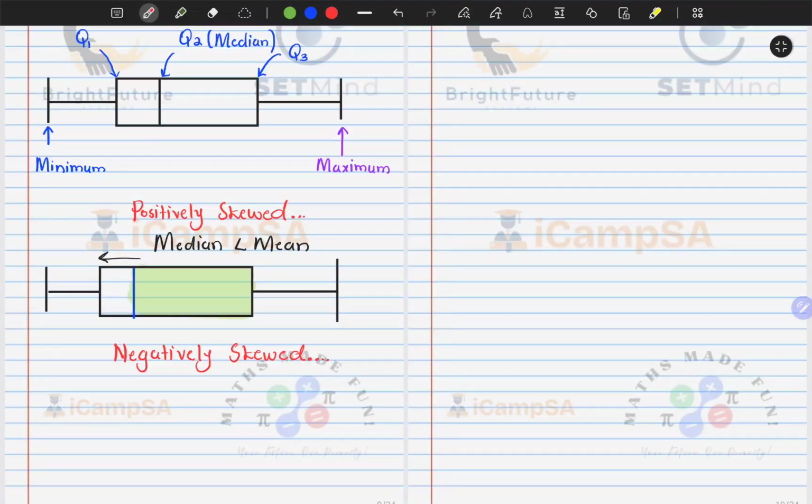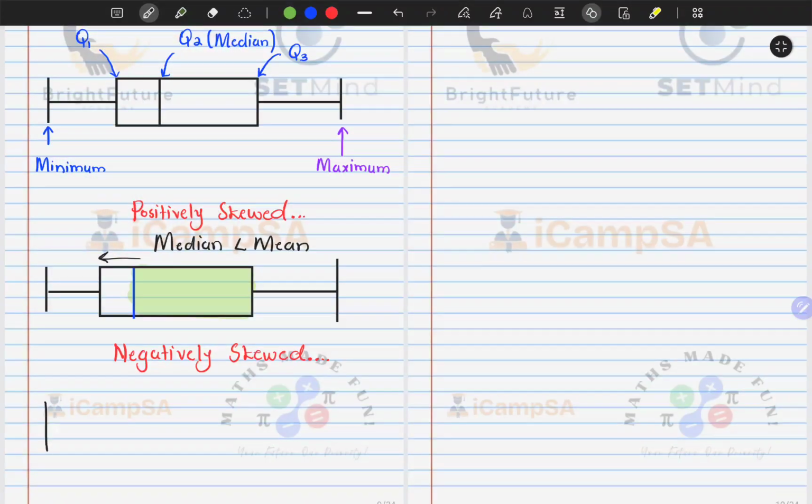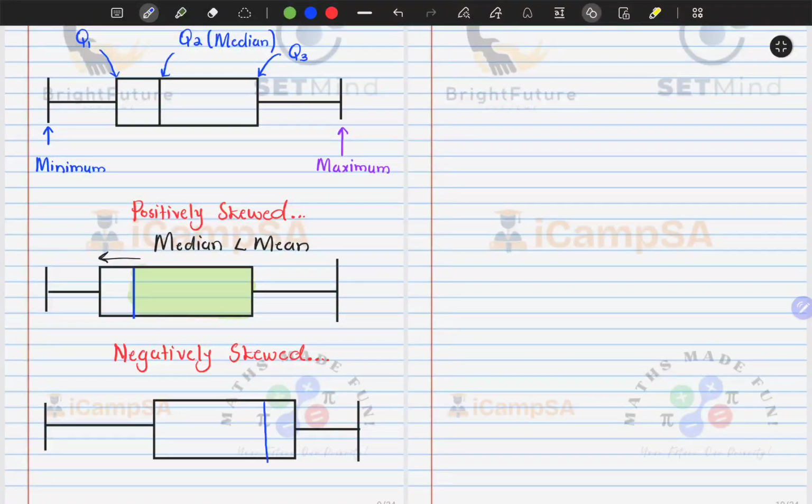Okay. So meaning more data sits on the left of your median. What does that mean? Well, it means this. If we draw our box and combine that and that, what will happen is if it's negatively skewed, it means more of your data will sit on the left of the median. So if you observe carefully, that is what is happening here.